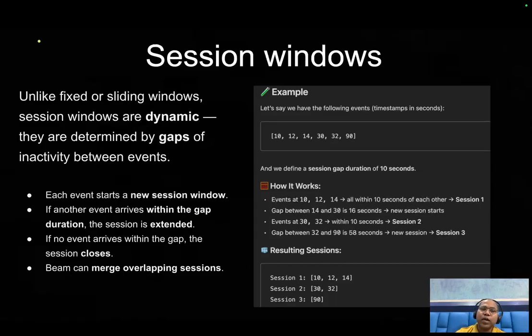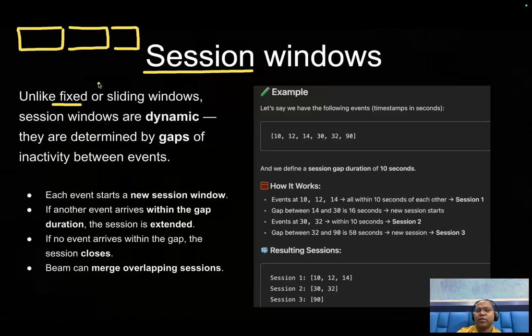One of the most commonly used in machine learning is the session-based windows. In a fixed window, we have a fixed timing, and once a window closes, another window is started. But in the case of sliding, the window size is fixed, but a new window is started before closing the other one.